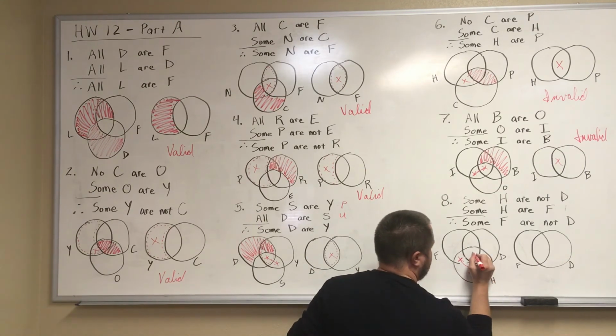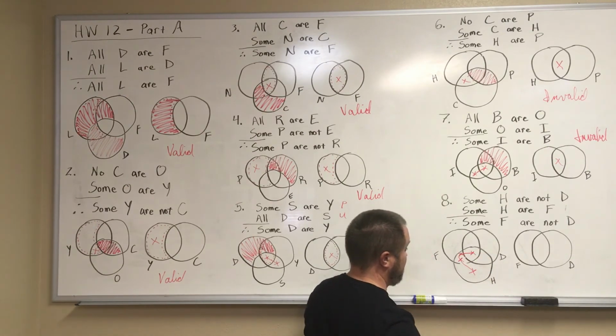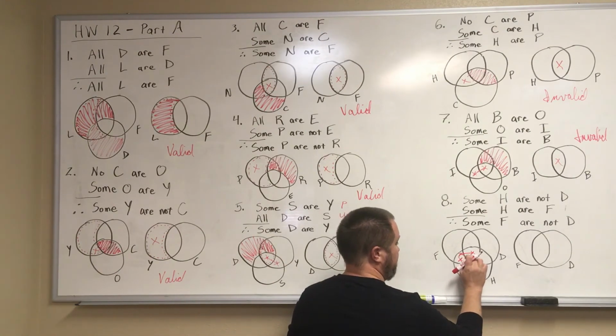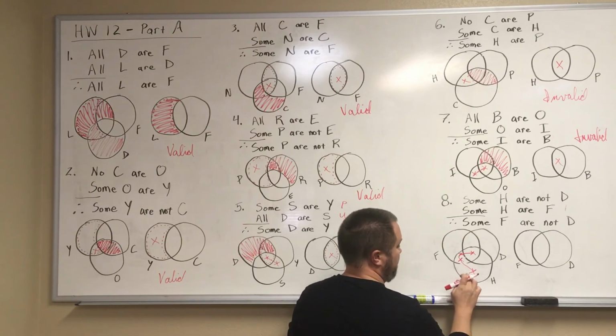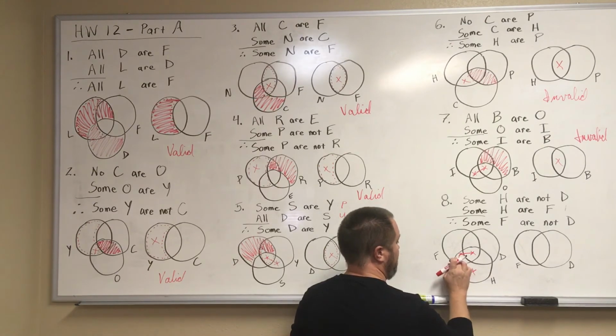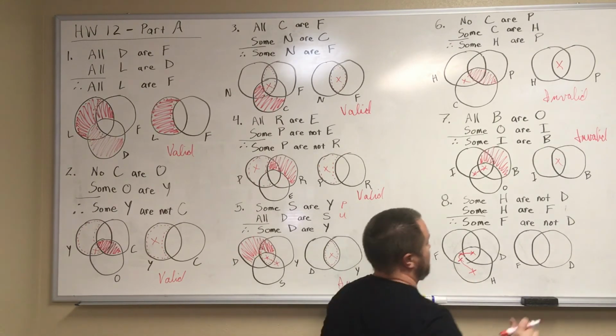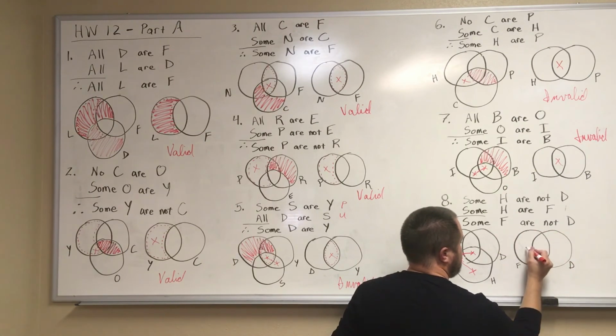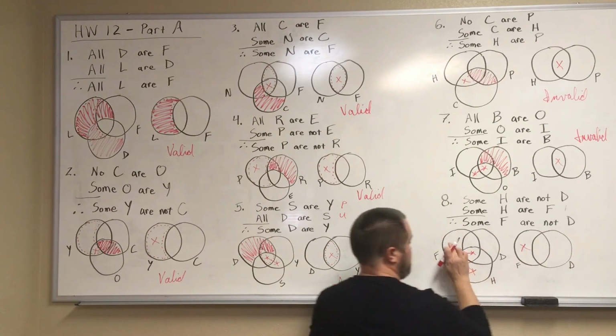Some H are F. So we actually have two kind of crossover fence straddling X's. So we know that there's two X's. We're not sure if this one is over here or over here. We also have an X outside of D, but we're not sure if it's over here or over here. So let's go ahead into the conclusion. It says some F are not D.